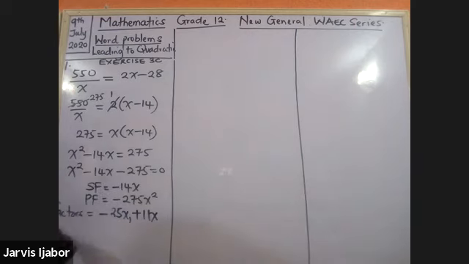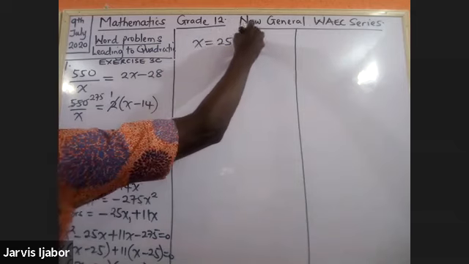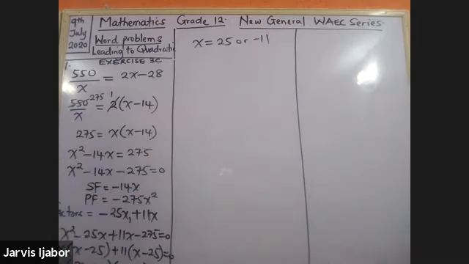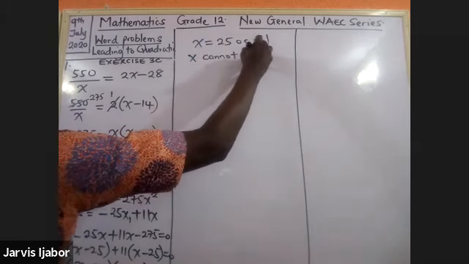So this will now be x squared minus 25x plus 11x minus 275 equal to 0. Factoring, x into x minus 25, plus 11 into x minus 25, equal to 0. So from here, x minus 25 equals 0 or x plus 11 equals 0. Without wasting time, x is equal to 25 or negative 11. Now, x cannot be negative.